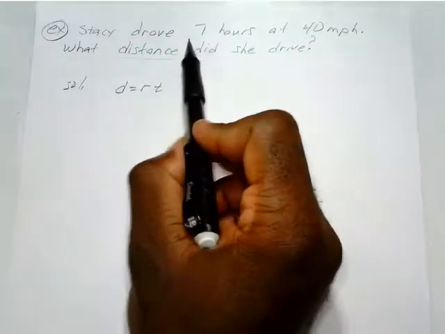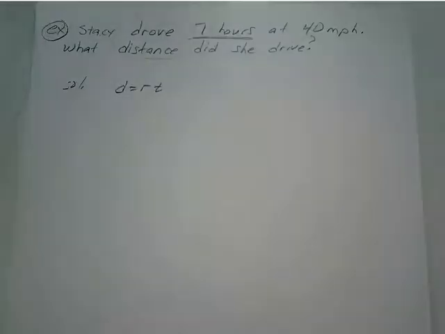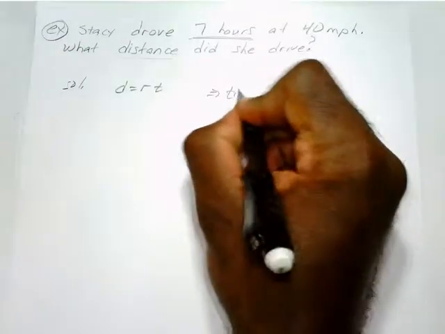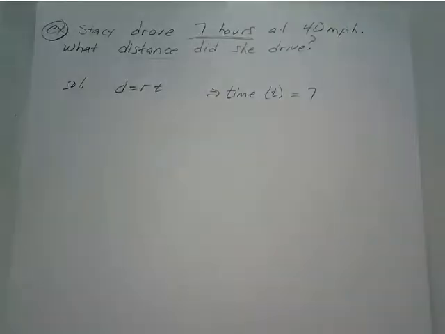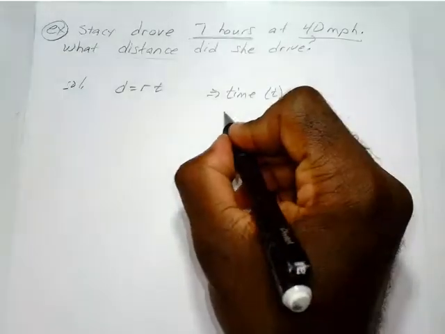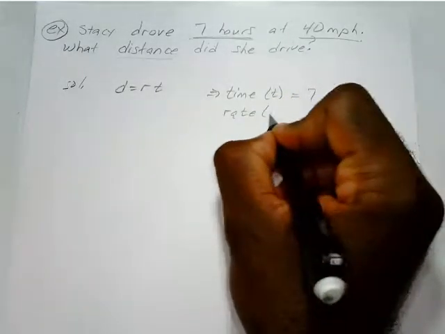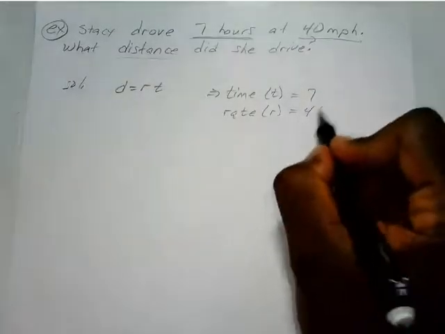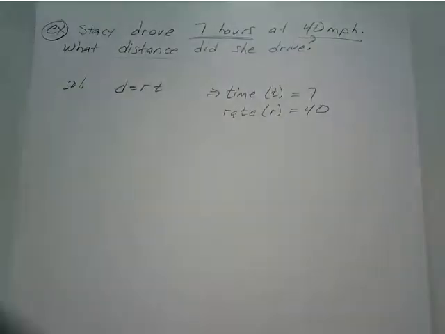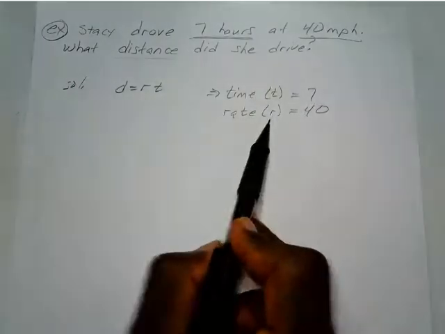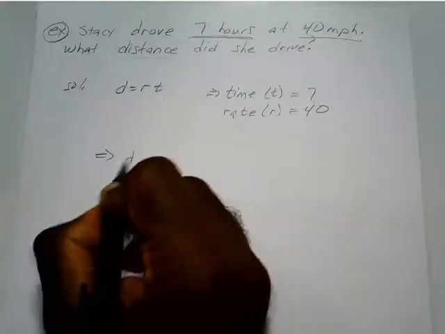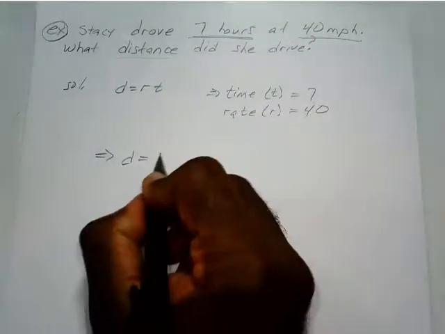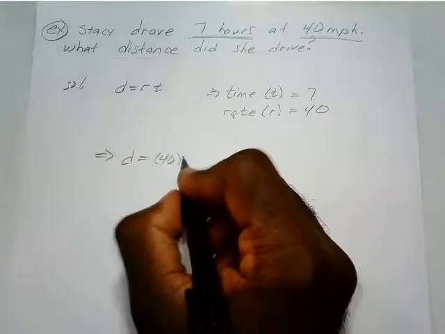Okay, we can see here, 7 hours, that's your time. So time, or just your T, is 7. 40 miles per hour, that's your rate of speed. So your rate of speed, or just your R, will be 40. So all you have to do is replace your T with 7 and your R with 40. That means distance equals your rate, which is 40, times time, which is 7.